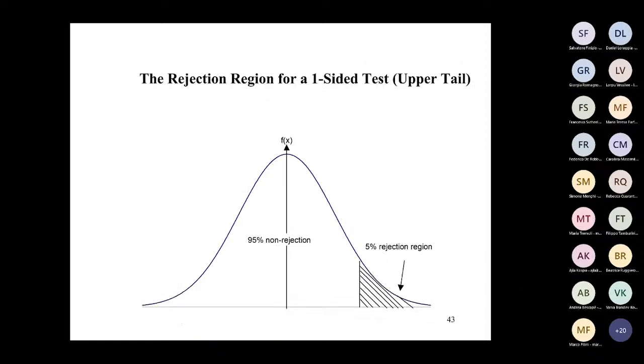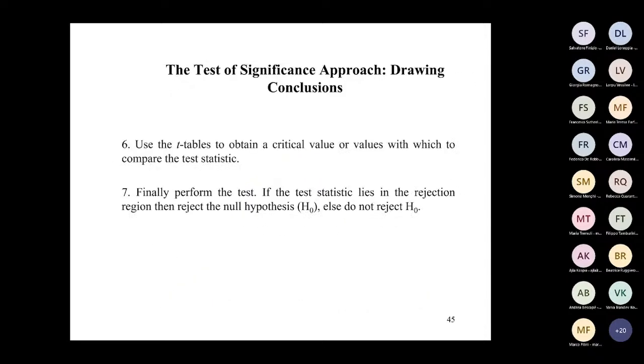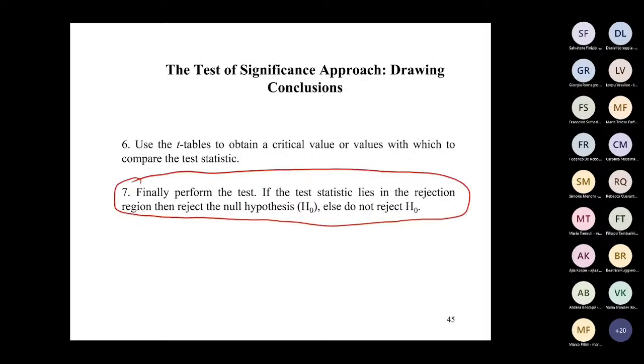Okay. Now we can do the same type of test on one side, if I want to see whether something is strictly positive or strictly negative. And we perform the test. If the test statistic lies in the rejection region, then you reject the null. So you can say reject the null hypothesis, or you can say you do not reject the null hypothesis.